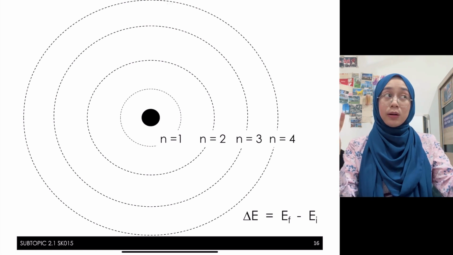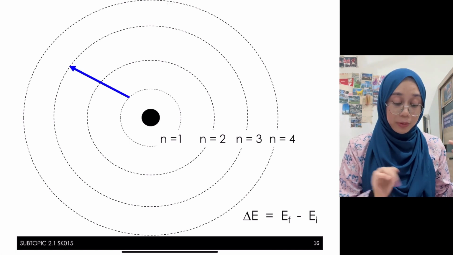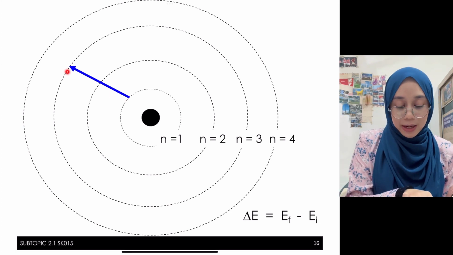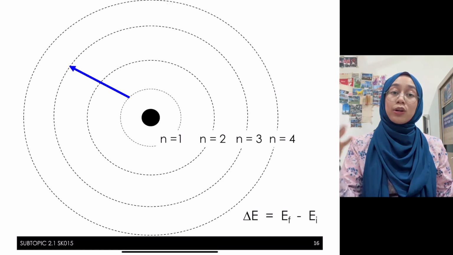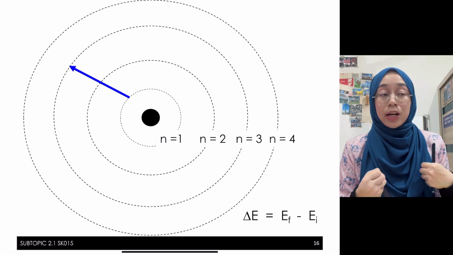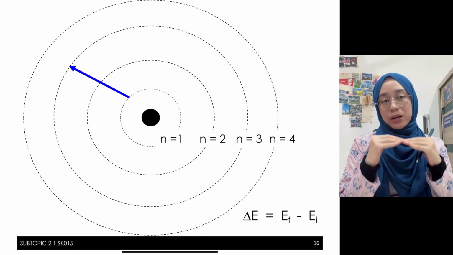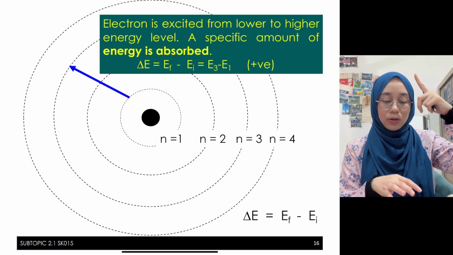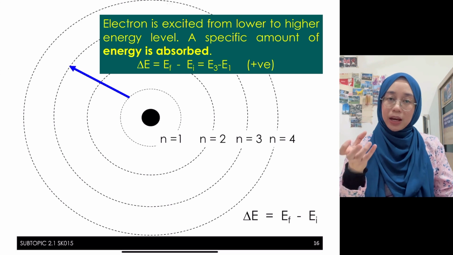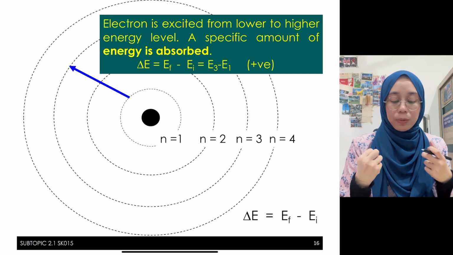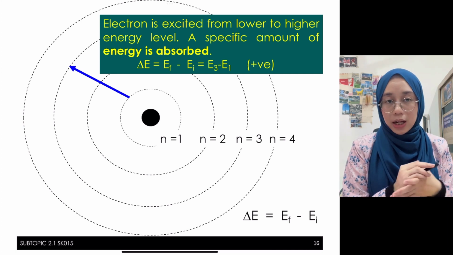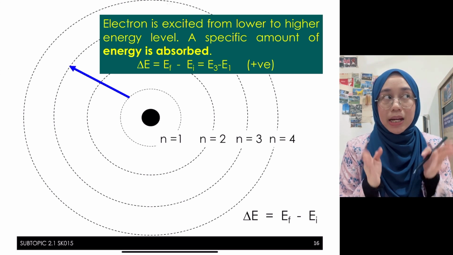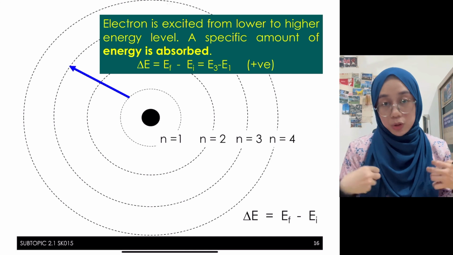Okay, and then somehow dia absorb energy. Bila dia absorb energy, dia akan naik atas. Daripada n equals to 1 dia pergi kepada n equals to 3 kat sini. So daripada energy level yang rendah dia naik kepada energy level yang tinggi. Basically a specific amount of energy is being absorbed. Bila kamu kira delta E kat sini, kamu akan dapat value positive sign. So the positive sign indicates that the energy is being absorbed.